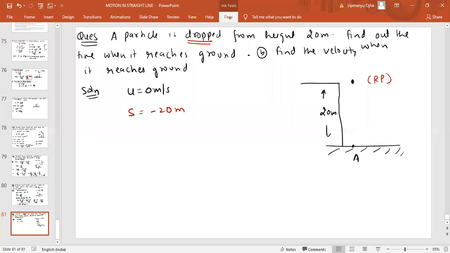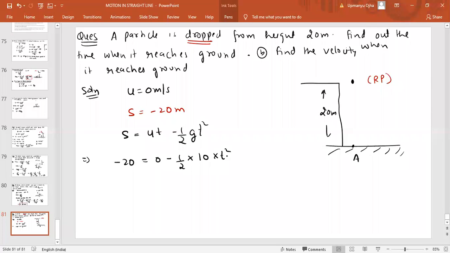Okay. So you have to find the time when it reaches the ground. So we can use this equation: S equal to ut minus half gt square, because we have to find the time here. Now S will be how much? Minus 20. Initial velocity is 0. Minus half into g, we can take as 10, into t square. So you can see that minus minus will get cancelled out. We'll get 20 into 2 by 10 is equal to t square. So this will get cancelled out, 0 0. We get t square equal to 4 seconds, means t is equal to 2 seconds.